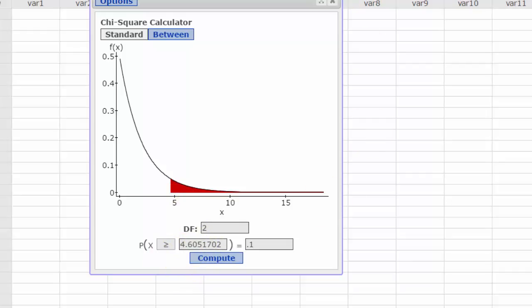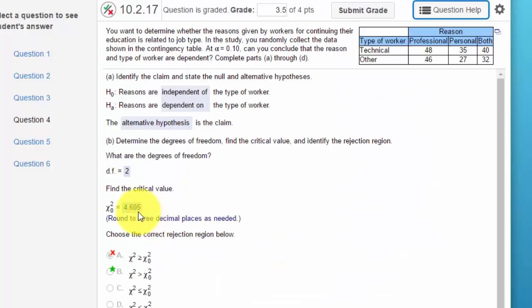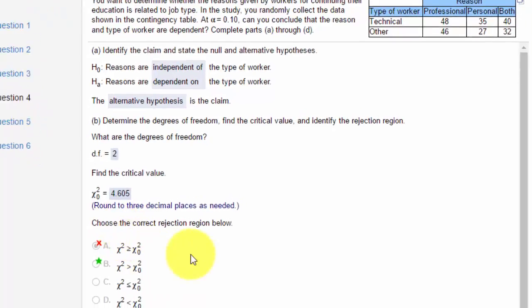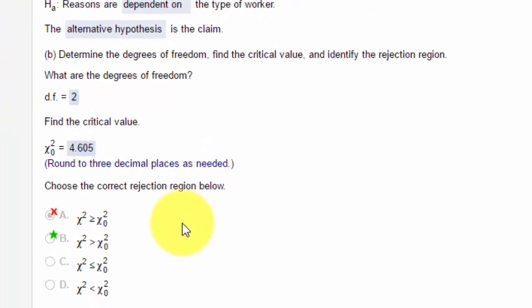And let's look for a second. Yeah, that matches what my stat lab was looking for. The next thing in this problem was to choose the correct rejection region. And again, this is something that I see people miss a lot. This person missed this one. They chose chi-square greater than or equal to our critical value of chi-square. And that could be a carryover from other types of hypothesis tests.